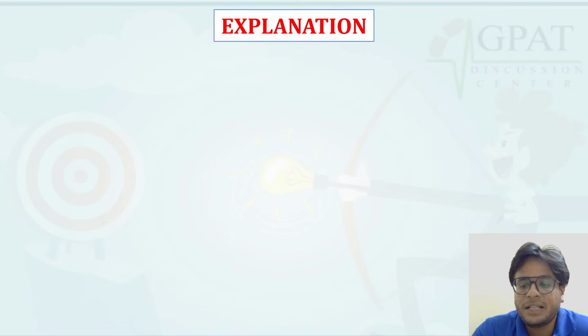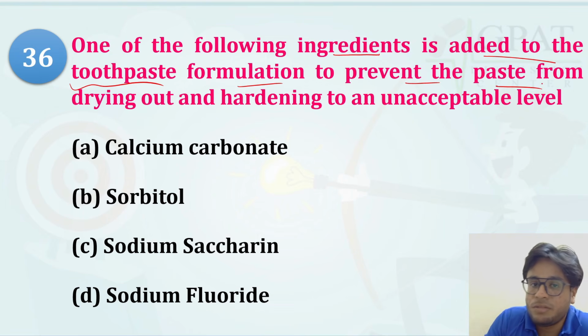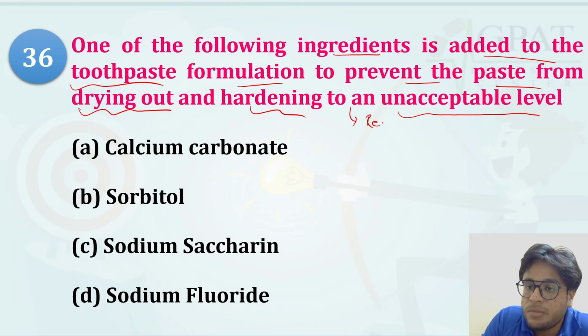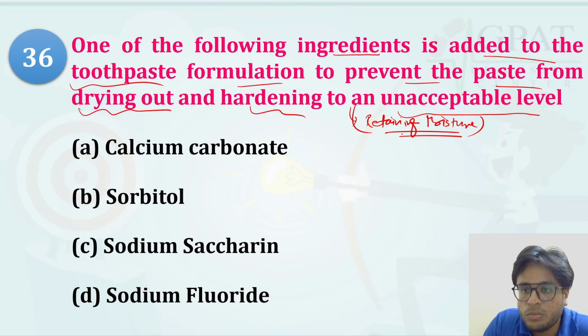Okay. Coming towards our next question, that is question 36. Which one of the following ingredients is added to the toothpaste formulation to prevent the paste from drying out or hardening under unacceptable conditions? So it is mainly retaining what? Retaining moisture in the toothpaste formulation. And the thing that retains moisture in a given toothpaste formulation or any other formulation is known as humectants.